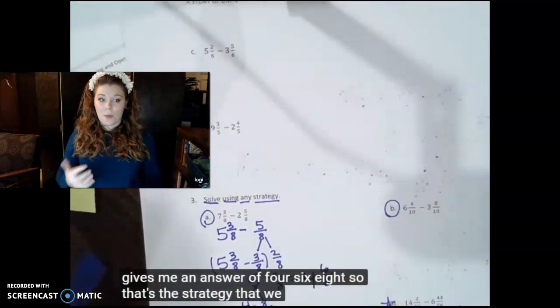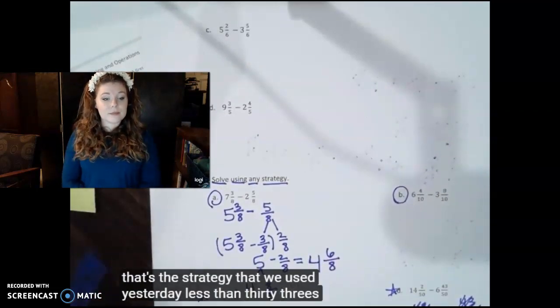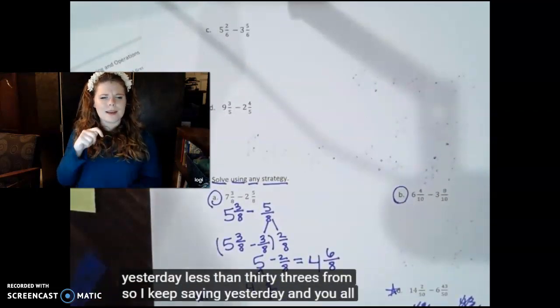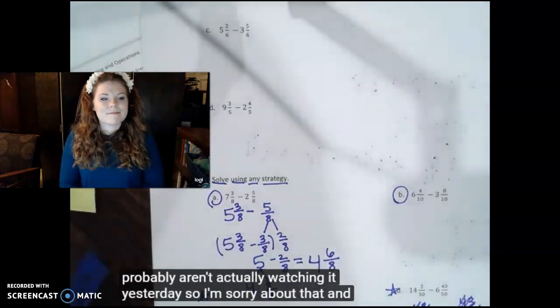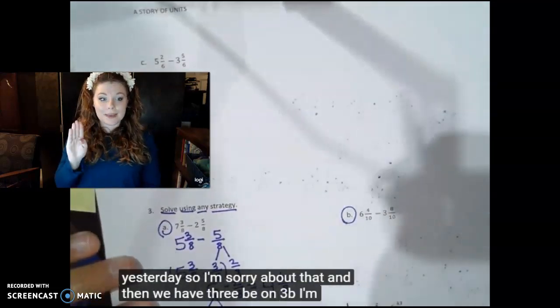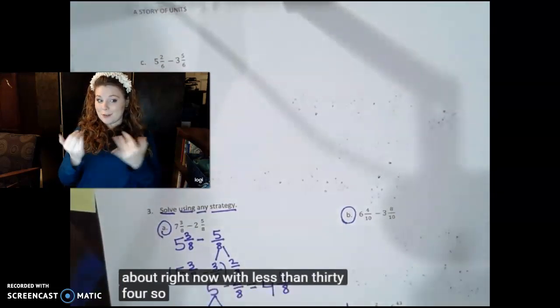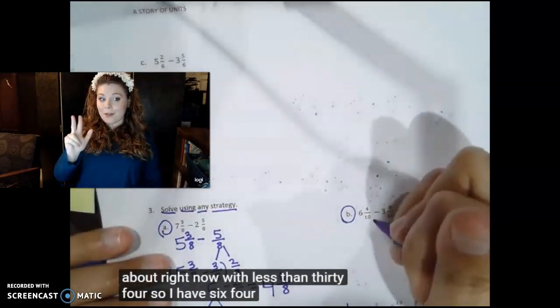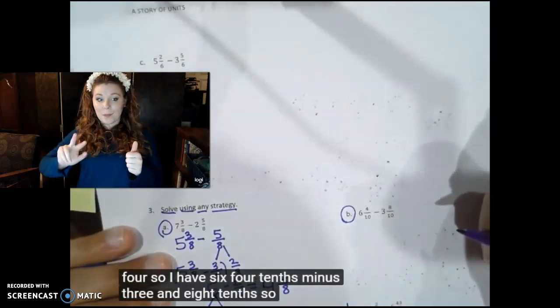So that's the strategy that we used yesterday, lesson 33's problem set. I keep saying yesterday, and you all probably aren't actually watching it yesterday, so I'm sorry about that. And then we have 3B. On 3B, I'm going to use the strategy that we're talking about right now with lesson 34. So I have 6 4/10 minus 3 8/10.